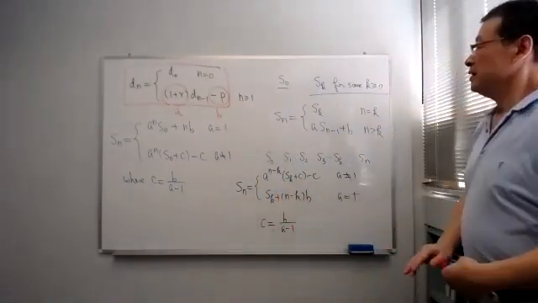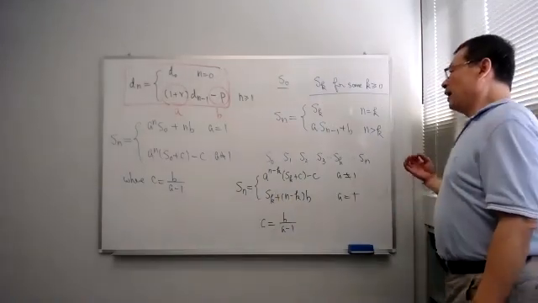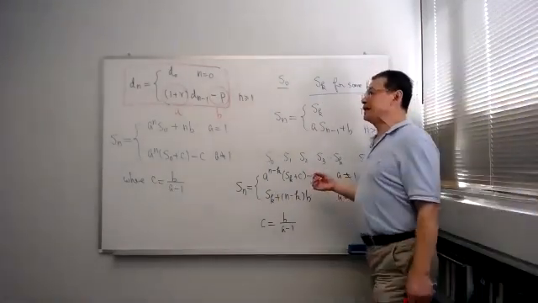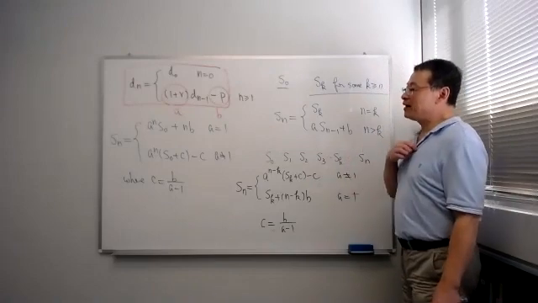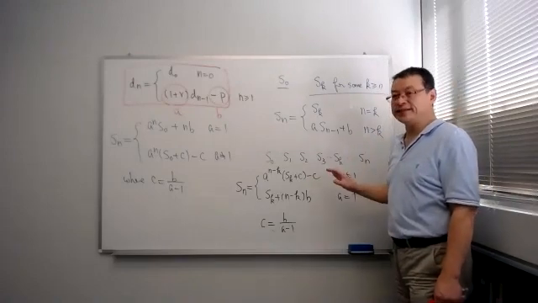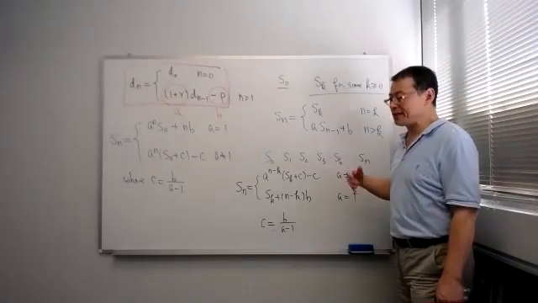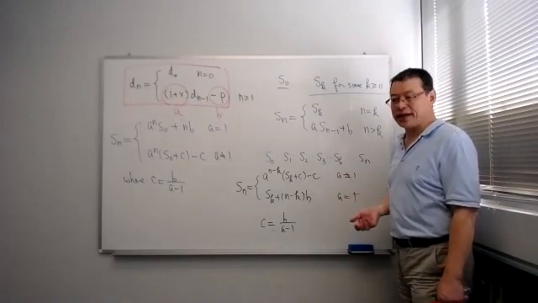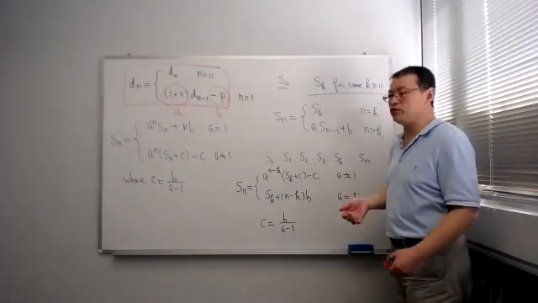Okay. So that's what we know about first order linear recurrence. This will give us a feeling of what the solution looks like. Basically, it's an exponential function.